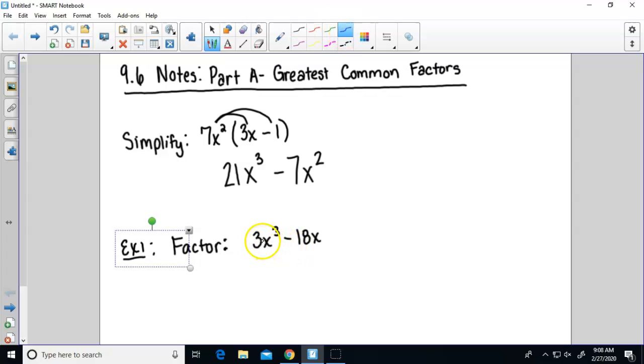So we want to think the opposite of multiplying is dividing, right? So we want to think of a greatest common factor. What is the biggest thing we could divide this by, and it would go evenly into both terms. So we could divide both terms by 3. Let's also think about the variables. I've got 3 x's here, but only 1 here. So I could divide by the lowest exponent that I have. So I could divide by that x to the first power. So if I do that, I would write my 3x out here, out front.